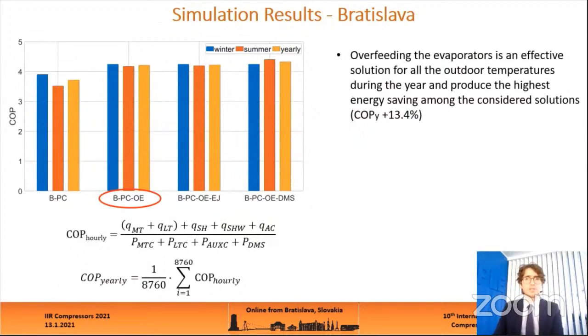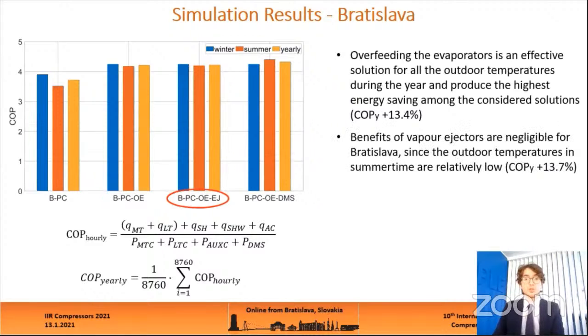The simulation results of Bratislava show that overfed evaporators bring benefits all year round, increasing the performances for all the outdoor temperatures, thanks to higher evaporating temperature compared to dry expansion evaporators. The use of vapor ejectors helps to further increase the performances in the summer period, but the benefits are low for Bratislava due to relatively low outdoor temperatures.